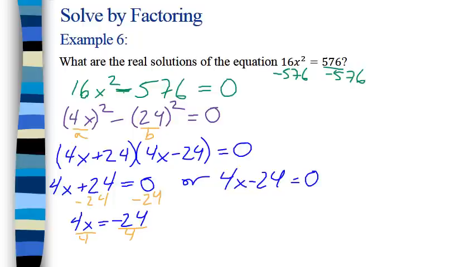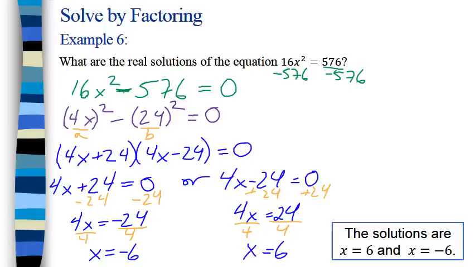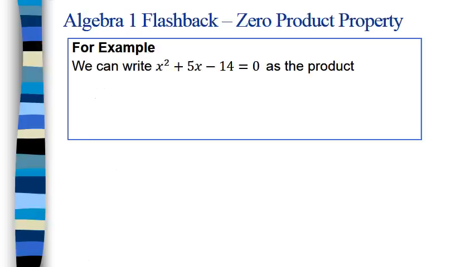And you end up with x equals negative 6. And on this side, we're going to add 24 to both sides. So 4x equals 24. Divide both sides by 4. And x equals 6. So the solutions to our quadratic are x equals 6 and x equals negative 6.